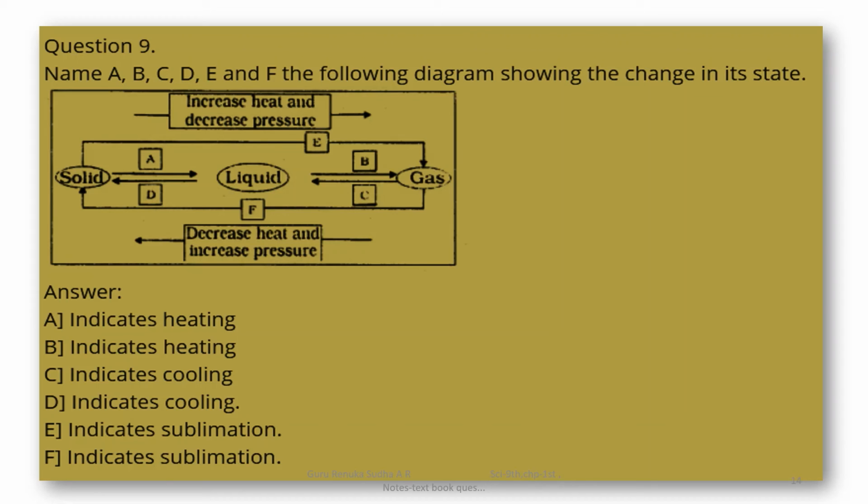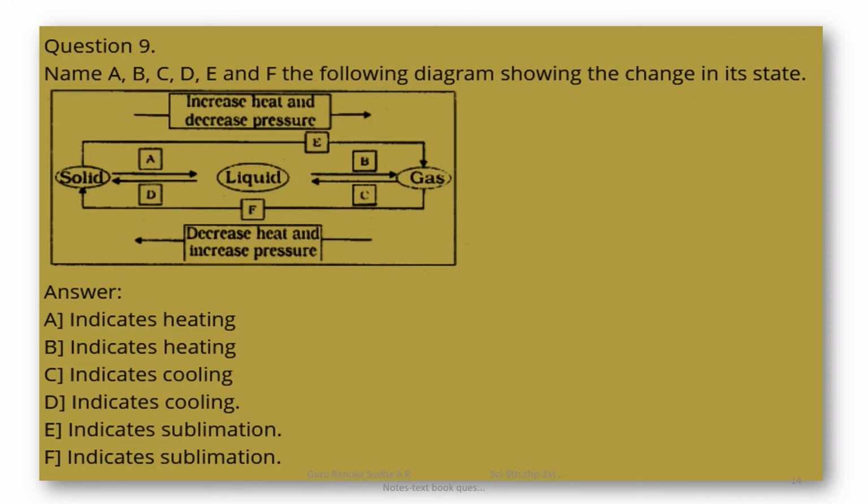Next, ninth question. This neat diagram helps us explain the heating process, cooling process, sublimation, and many other things. Depending on the arrow marks given, what do we use to convert a solid substance into a liquid? We use heat. That means A represents heating. Even while converting liquid into gas, we use heat. That means B represents heating.